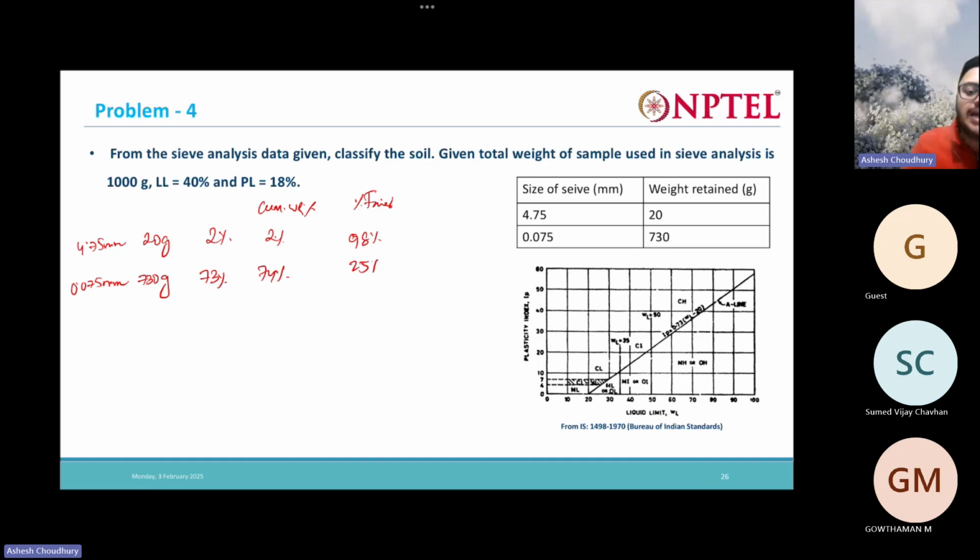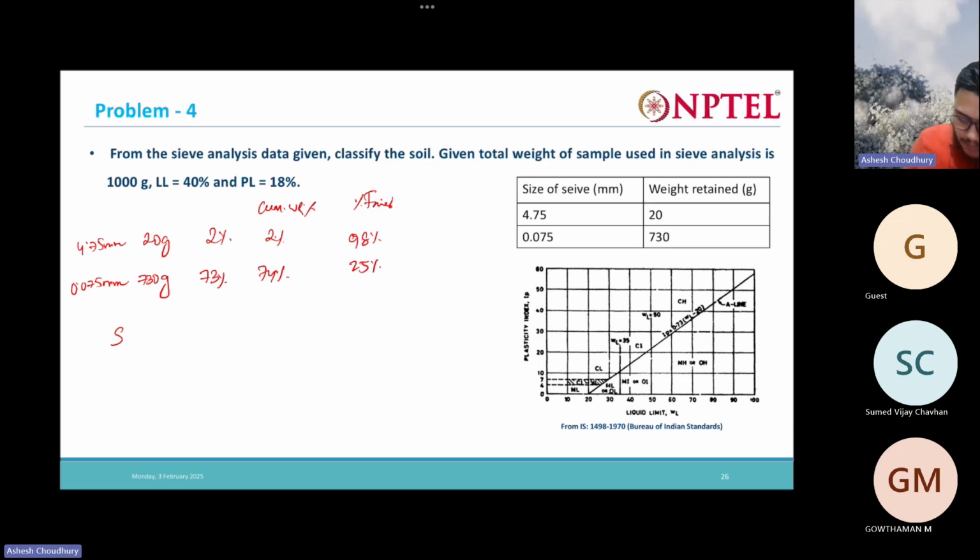Sand, definitely sand, because 98% is passing through 4.75 mm. 98% is finer. 98% of the soil is finer than 4.75 mm. Definitely the soil is a coarse sand soil. And why is it not a fine soil? Because less than 50% is finer than 75 microns. That means the soil is definitely sand, right?